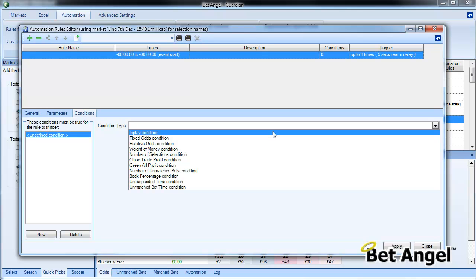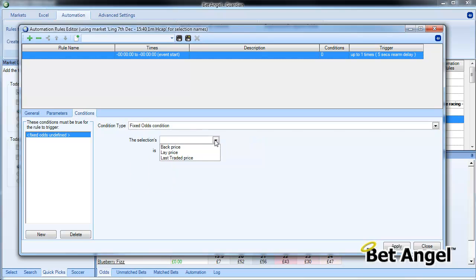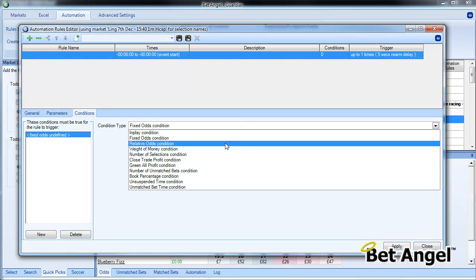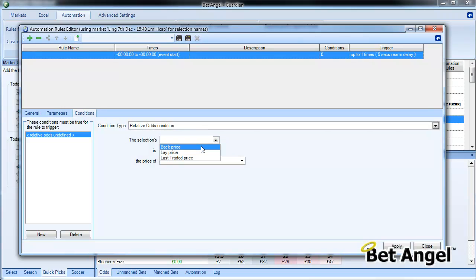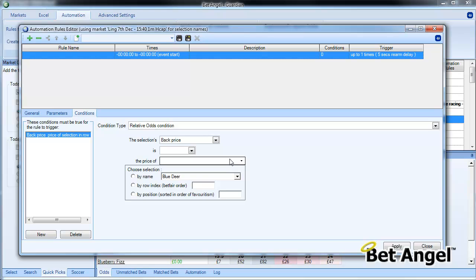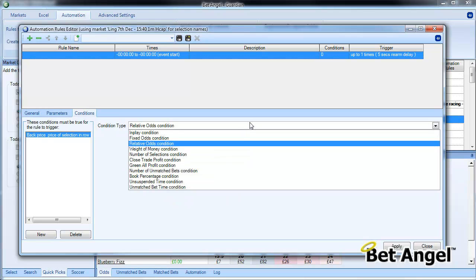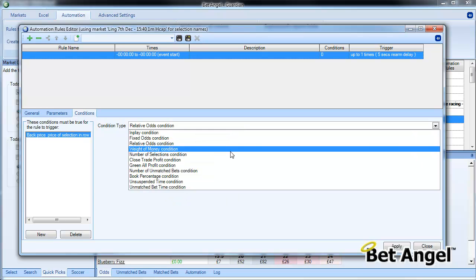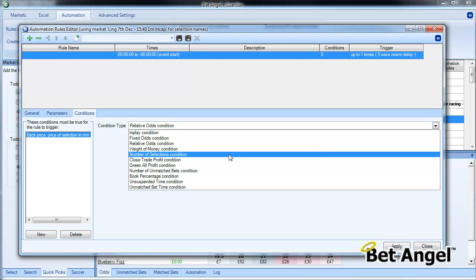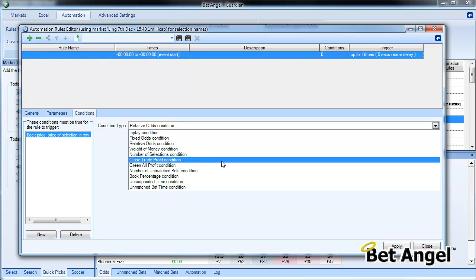Is the market in play? Is it not in play? The fixed odds condition is: is the selection's back or lay price or last traded price at a certain value? You can do a relative odds condition as well. So you can say, is any of these three greater than, less than, equal to something else within the market at a certain price? Weight of money condition, number of selections, i.e., how many are in the market, has there been something withdrawn or added, and therefore don't place a bet.